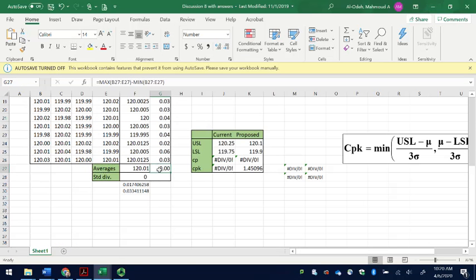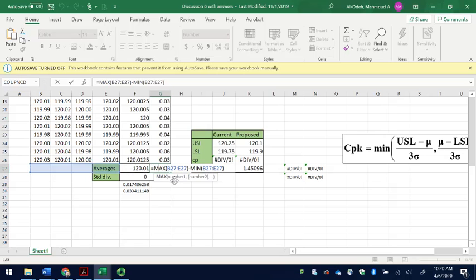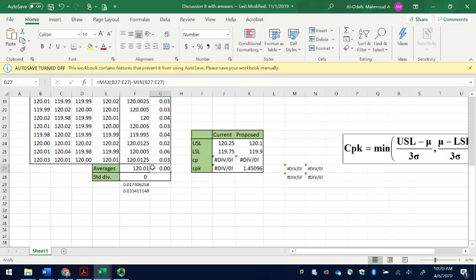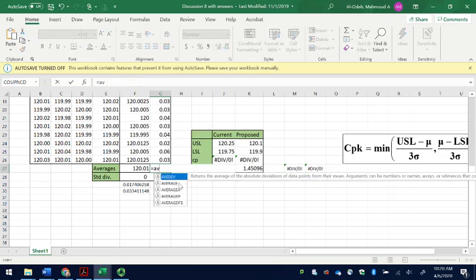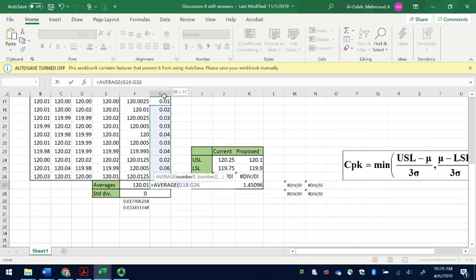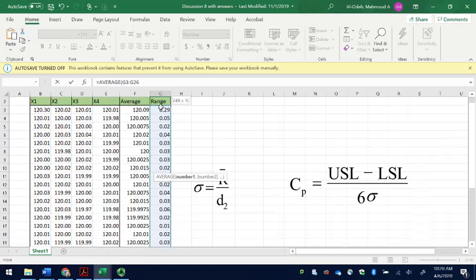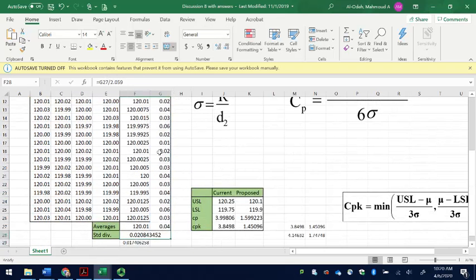All right, so now we have all the ranges, we have the averages. So now let's find the average for the range, or what we call the R bar. This would be 0.4. Okay, now let's do the calculation.